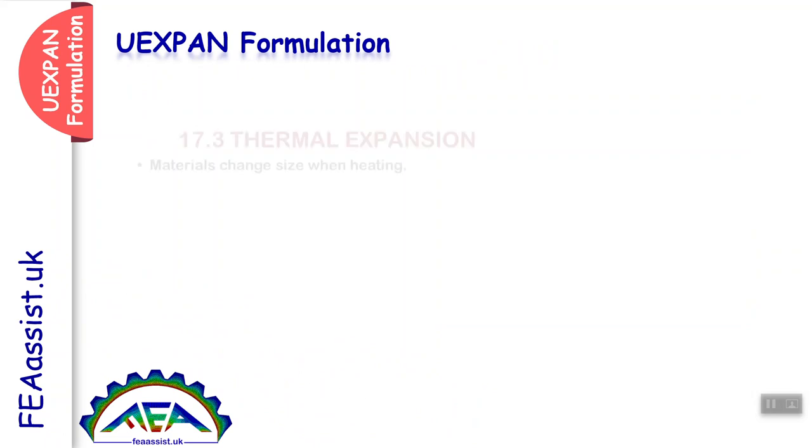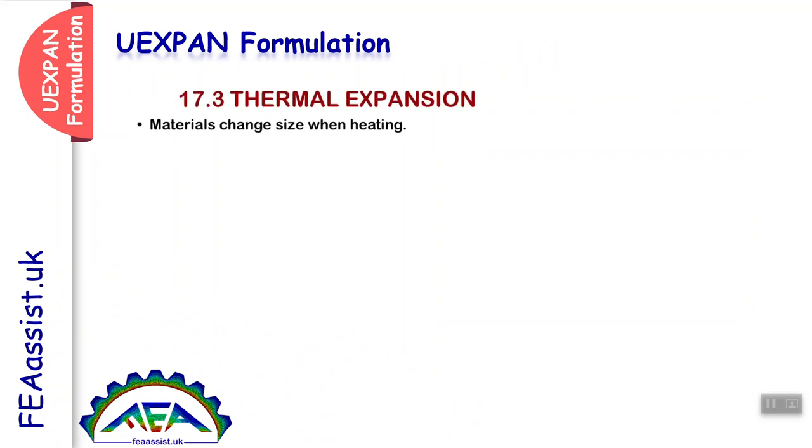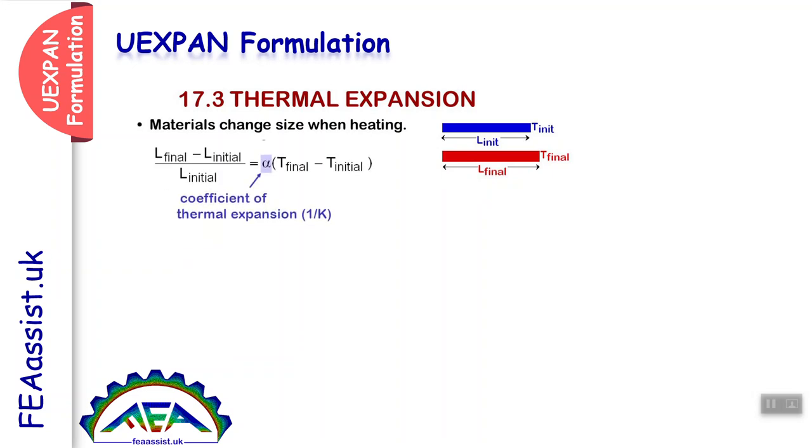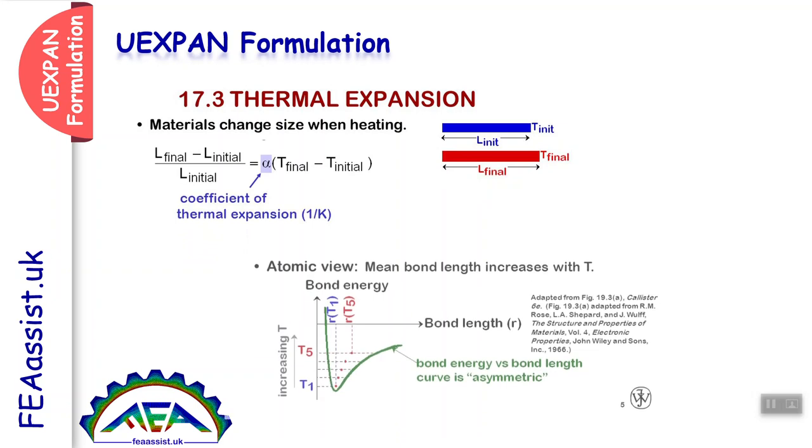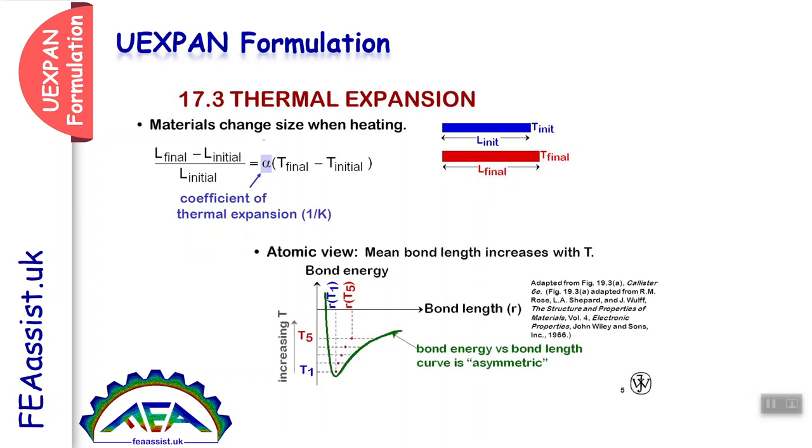VUEXPAN formulation. Materials change size when heating. If you increase the temperature of a sample, the length of the sample will increase. How much? It depends on the coefficient of thermal expansion. Why? If you look at the atomic view, you will find that the distance of atoms increases by heating. This is the reason of thermal expansion.